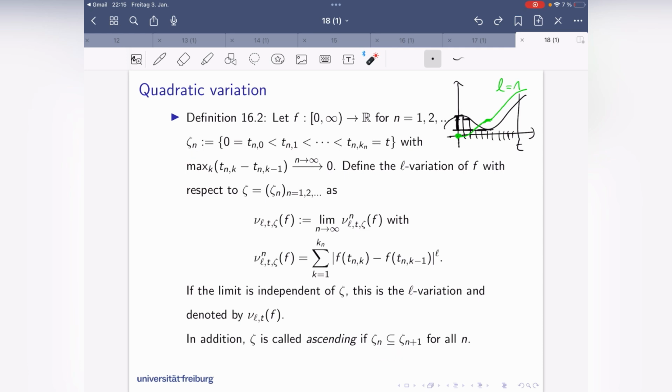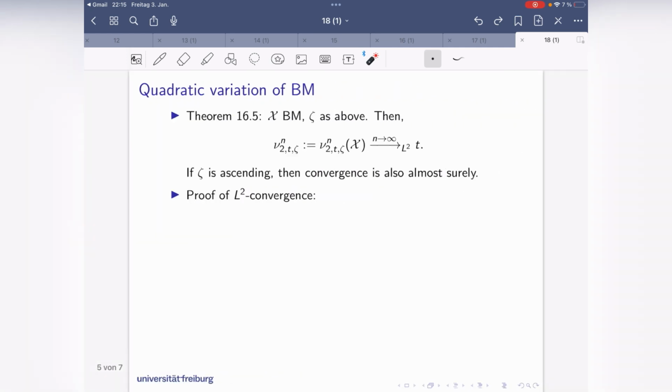And if it's this here, then the convergence is also almost surely. So we have two things to prove: L2 convergence and almost sure convergence. For L2 convergence, that's just a calculation, and for almost sure convergence, I just give the sketch of the proof. So, proof of L2 convergence.